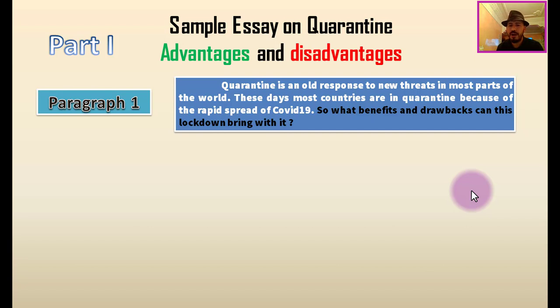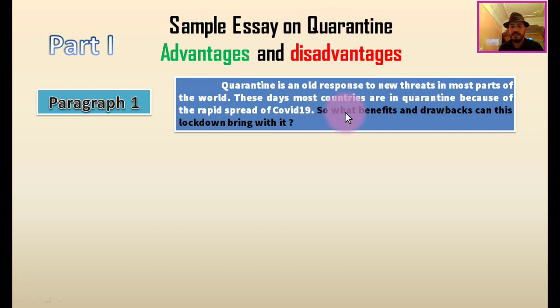Quarantine is an old response to new threats in most parts of the world. These days, most countries are in quarantine because of the rapid spread of COVID-19. So what benefits and drawbacks can this lockdown bring with it? As you can see, I have talked about quarantine in general, like a definition, and I relate the quarantine to the current situation, to the viral infection of COVID-19 in most countries, and Morocco is no exception.